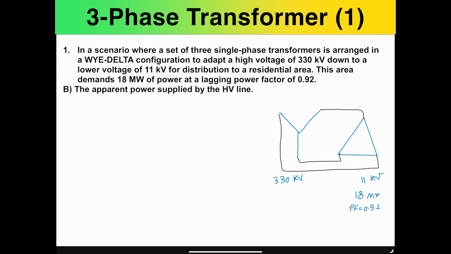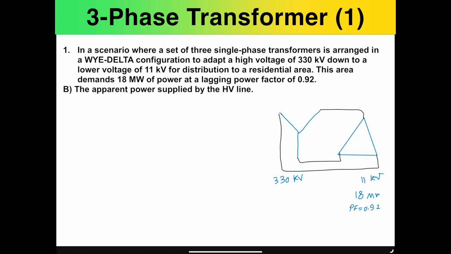So let's dive into part B of the question. Part B is asking the apparent power supplied by the high voltage line. In this case, the high voltage line is the left part of the circuit, which is supporting 330 kilovolts. We need to be mindful that the transformer is going to transform the voltage and the currents, but it essentially preserves the amount of power that is delivered to the load. So if we have the information of the power from the secondary, that will be exactly the same as the apparent power delivered to the primary as well.